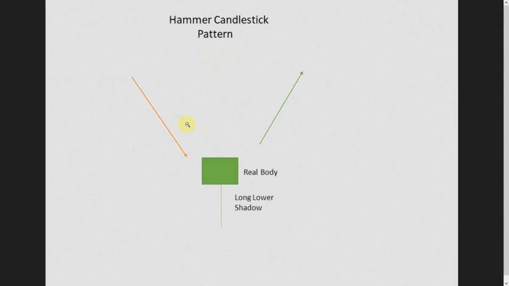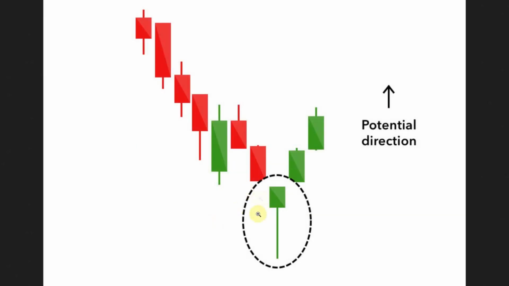The first one is the hammer. It's a candlestick pattern that is formed at the end of a downtrend and signals a bullish reversal. The real body of this candle is small and is located at the top with a lower shadow, which should be more than twice the real body. This candlestick chart pattern has no or little upper shadow. Important to know, the psychology behind this candle formation is that the price opened and sellers pushed down the prices.